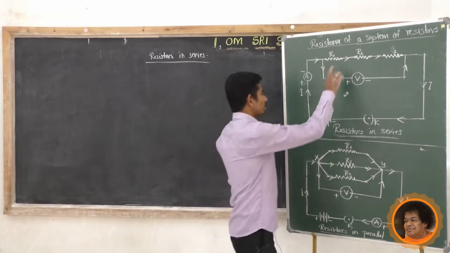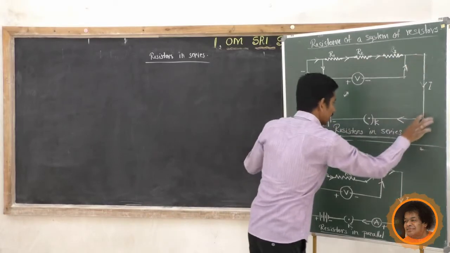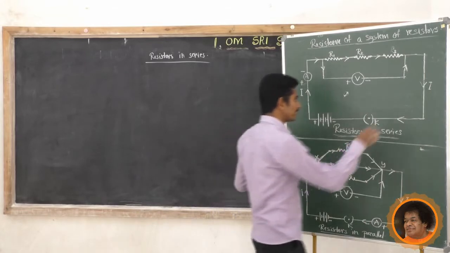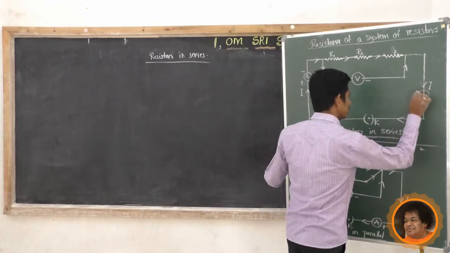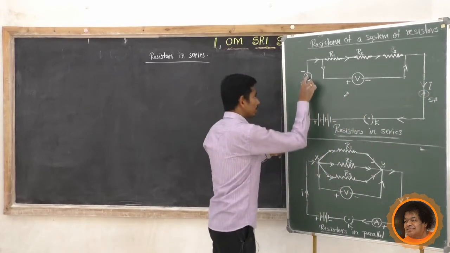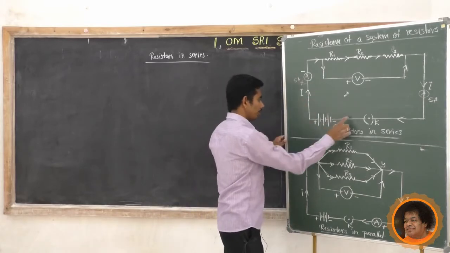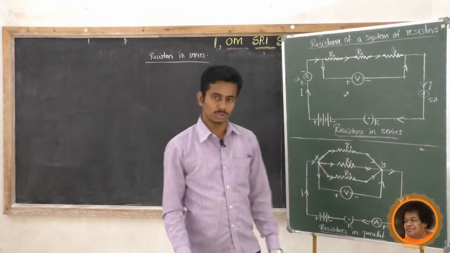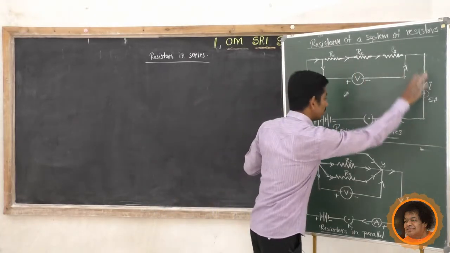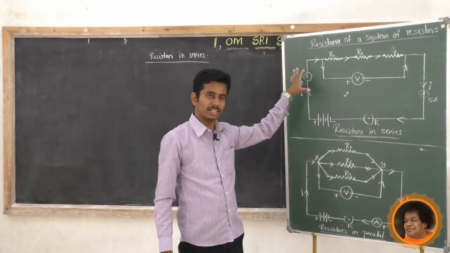Now tell me, what is the electric current in the circuit? The current in the circuit is always the same. If we connect an ammeter here, we get 5 ampere. If we connect it here, it is also 5 ampere. If we connect it here, also 5 ampere. So when resistors are in series, the current in the circuit is always the same.